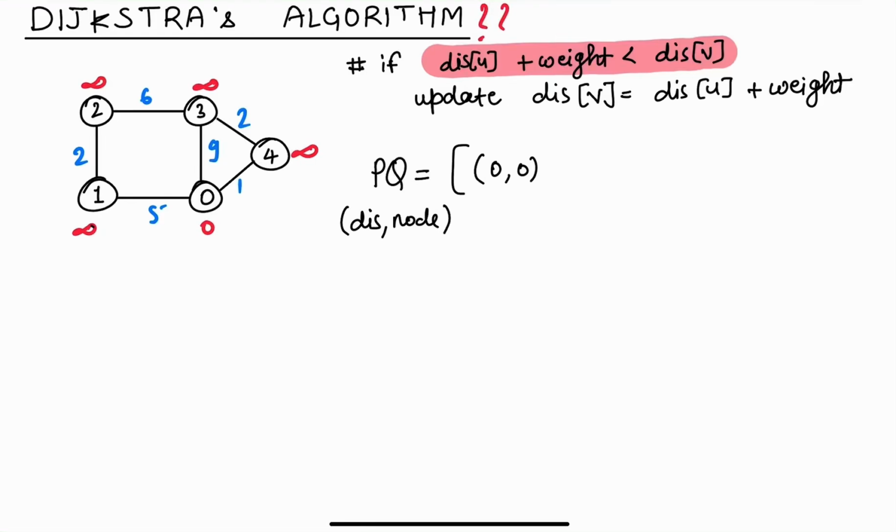Dijkstra's algorithm helps us find the shortest path from a starting node to all other nodes in a weighted graph, but it only works when all edge weights are non-negative. Think of it like finding the fastest route from your house to every other place in your city. Let's understand how it works step by step.